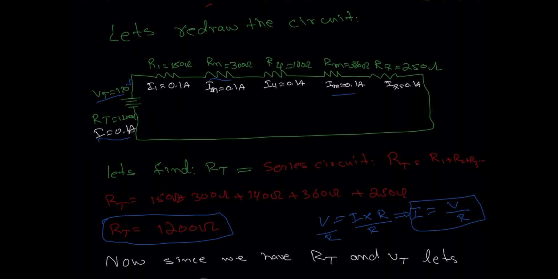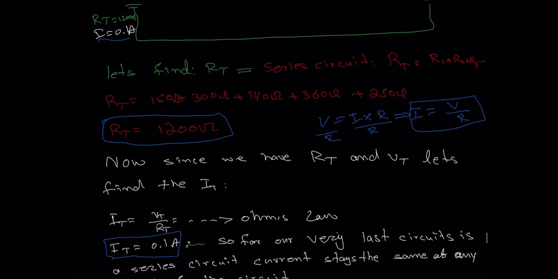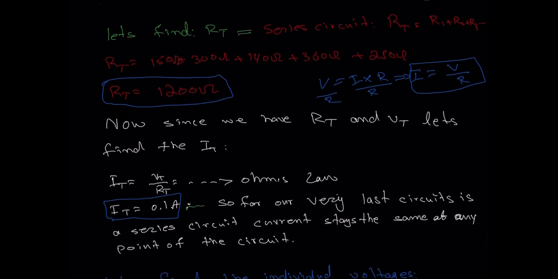But it is a series circuit, and we said in the beginning of the parallel circuit video that current stays the same all over the series circuit. So it's 0.1 amp here, 0.1 amp in Rn, 0.1 amp in R7 and every place. So that will make it easier. Now, since we found the IT, RT, and VT is already given.